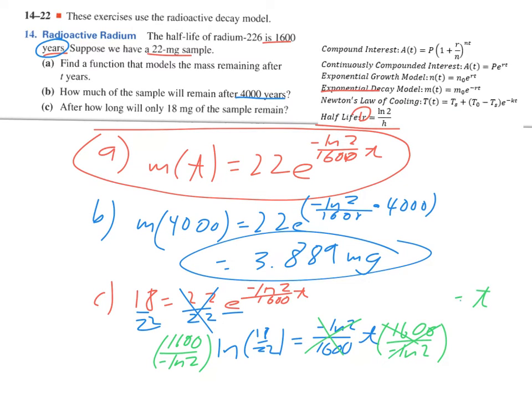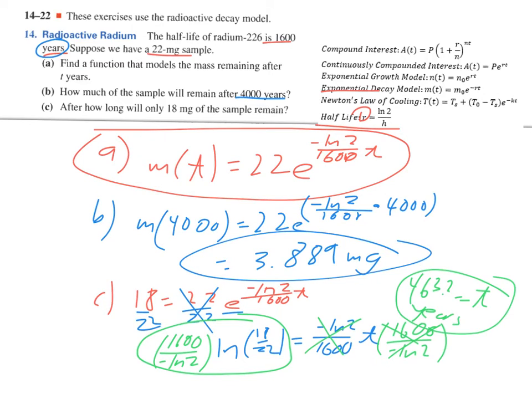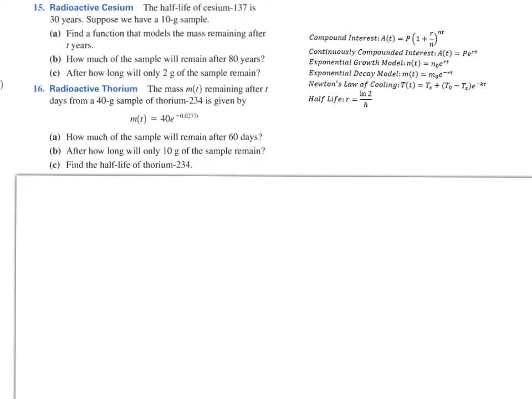So that'll cancel out on this side, and so I just have to type all of this into the calculator and see what I get. I got 1,600 divided by negative ln2, and then times ln of 18 over 22, and that tells me that it's 463.2, and this is going to be in that consistent units of time, which is years.